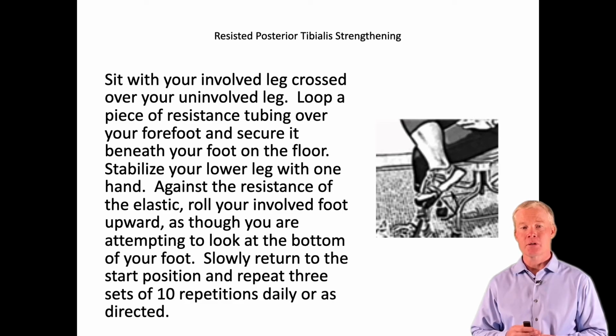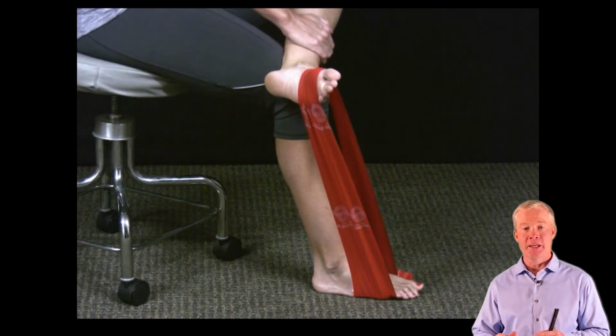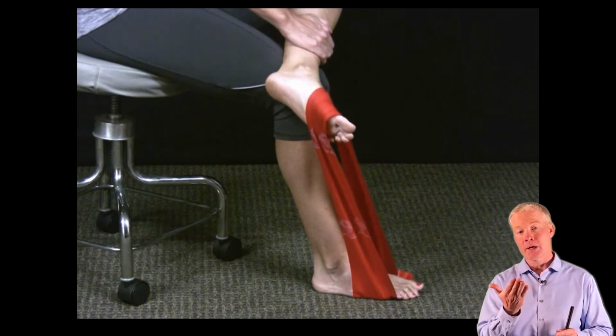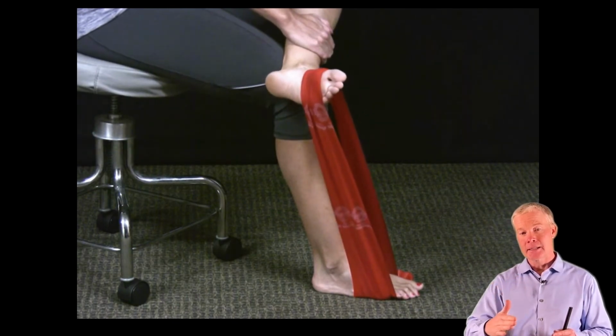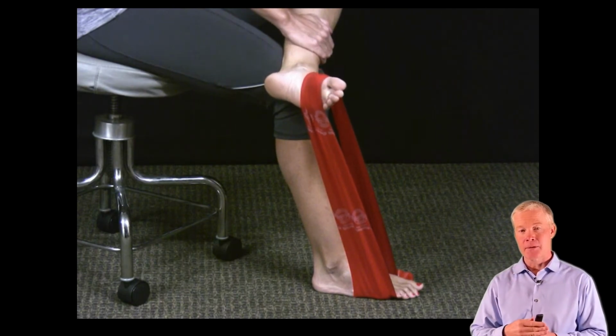And a great posterior tibialis strengthening exercise is this: wrapping a piece of elastic band around both feet and then having that patient rock their foot up as though they're trying to look at the bottom of their foot. Relax and take it back down. Look at the bottom of their foot. Relax and take it back down.